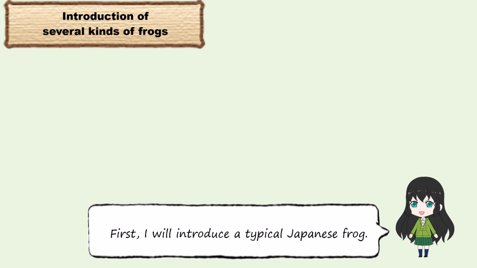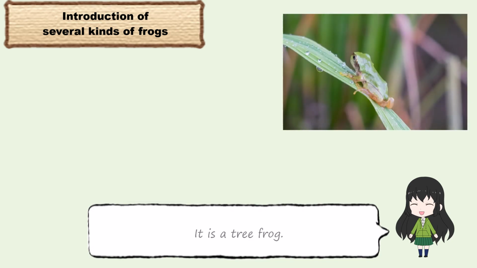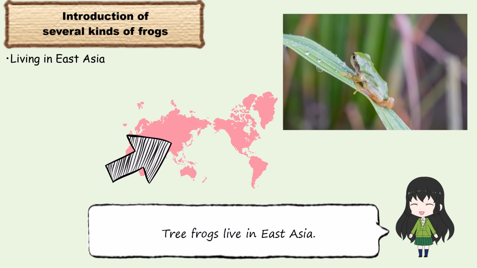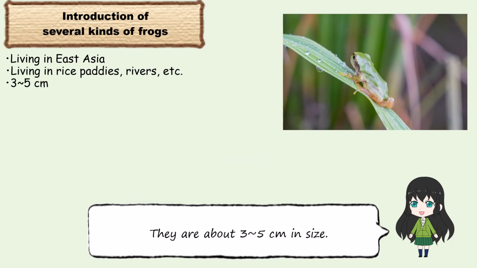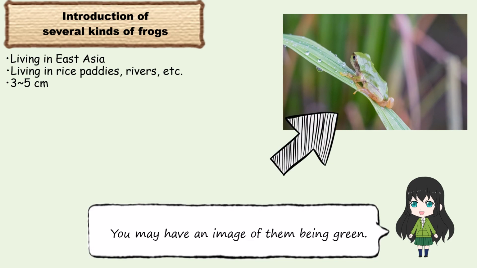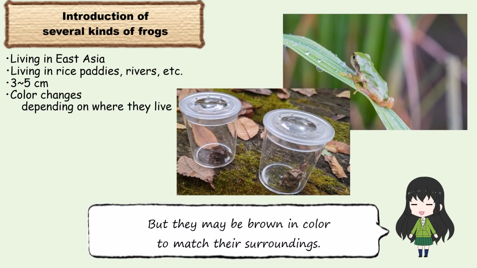First, I will introduce a typical Japanese frog. It is a tree frog. Tree frogs live in East Asia. You may have seen them in rice paddies, rivers, and many other places. They are about 3 to 5 centimeters in size. You may have an image of them being green, but they may be brown in color to match their surroundings.